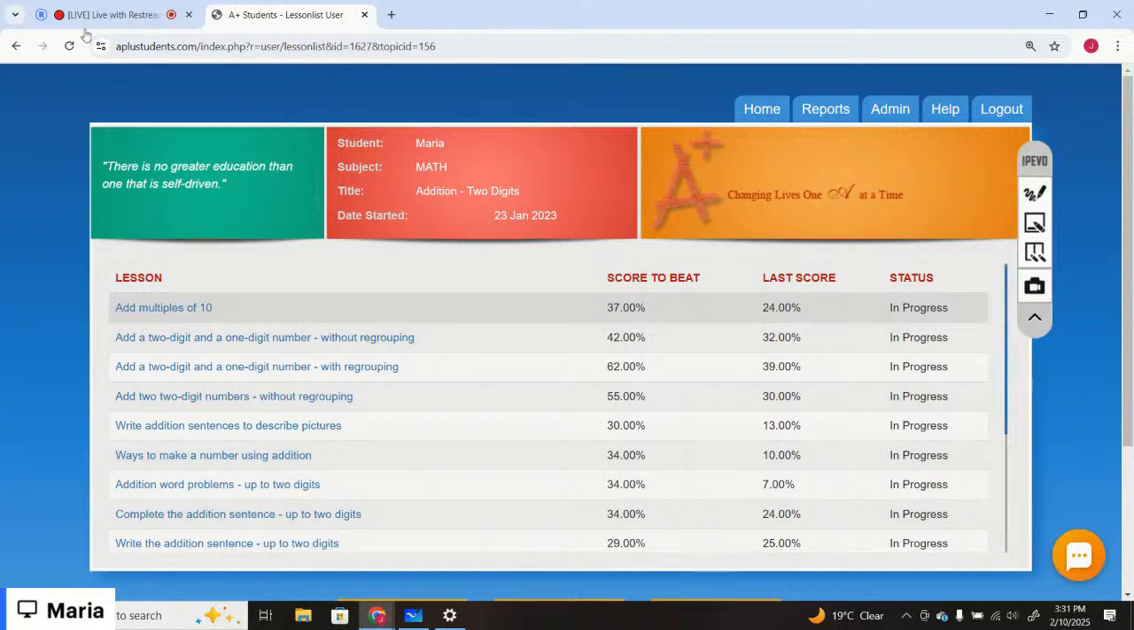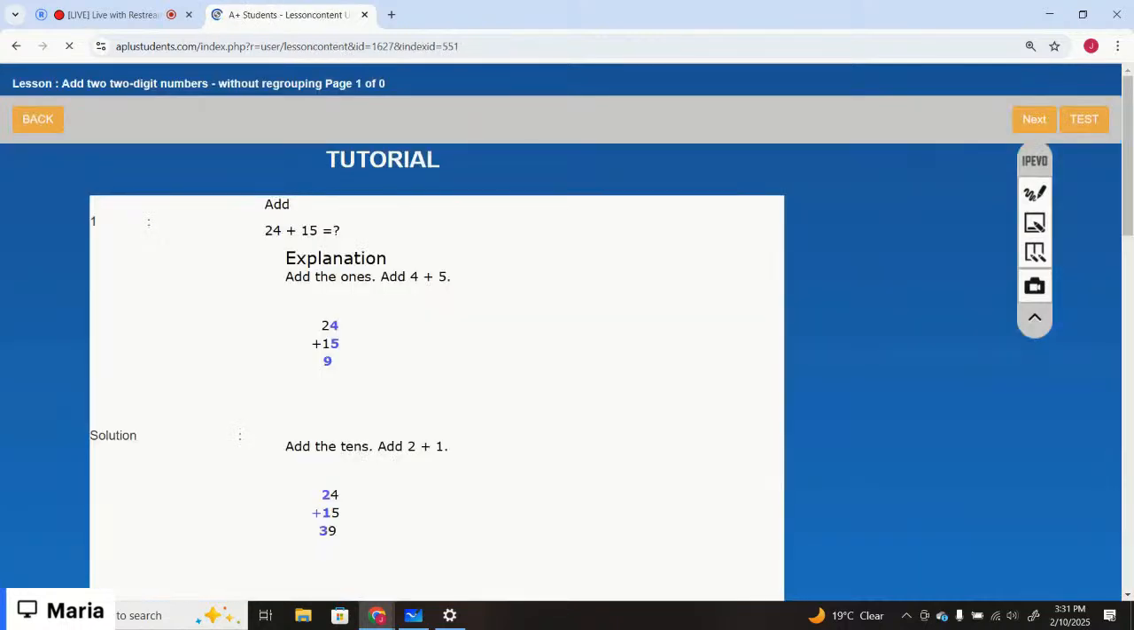The next lesson is add two-digit numbers without regrouping. 24 plus 15. So let's just add. You need to write them down one above the other. Then you have to add the ones. So 5 plus 4 is 9. Now you have to add the tens. So 2 plus 1 is 3. That is 39.